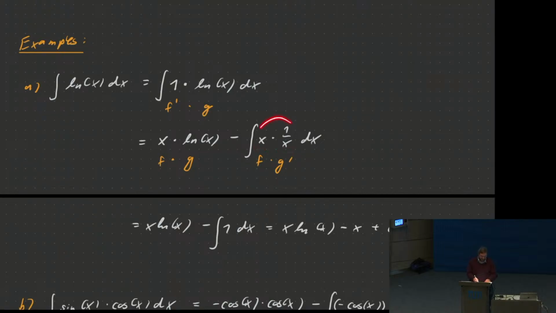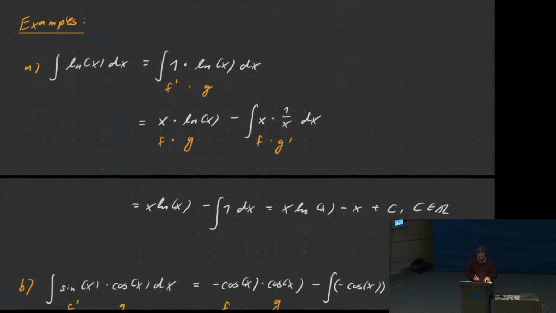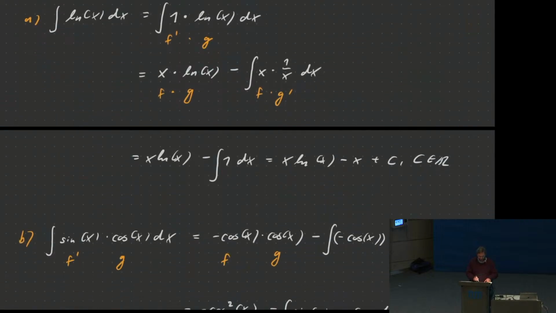Well, now obviously x over x is just 1, so that has indeed become a whole lot easier. And we can just compute that integral right away. So this here is the result, x ln x minus x. Of course, for the indefinite integral, we add a constant. Okay, so by using this nifty little trick, it's easy to compute the integral over the ln function.